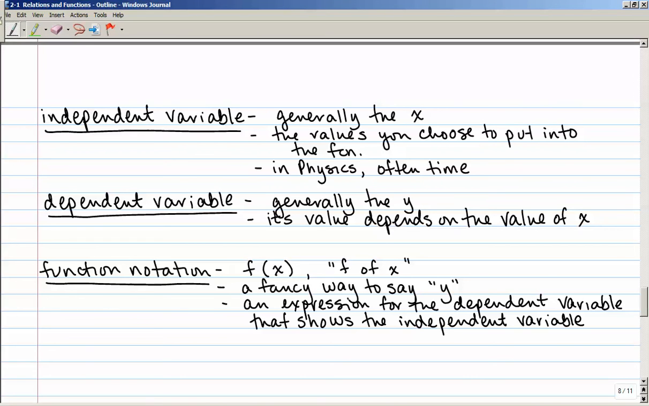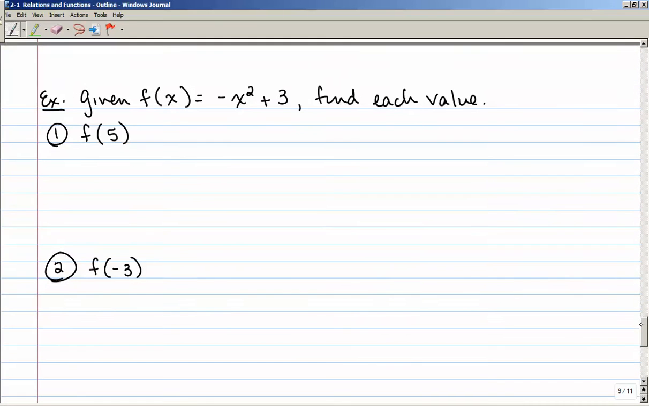Function notation is f with an x in parentheses, and we say f of x. It is not f times x, it is not fx. F is not a variable. It's just a fancy way of saying y. And it's actually kind of a nice way to talk about a function because it shows the independent variable x. In other words, the x is in f of x. So let's look at a couple examples here of using function notation.